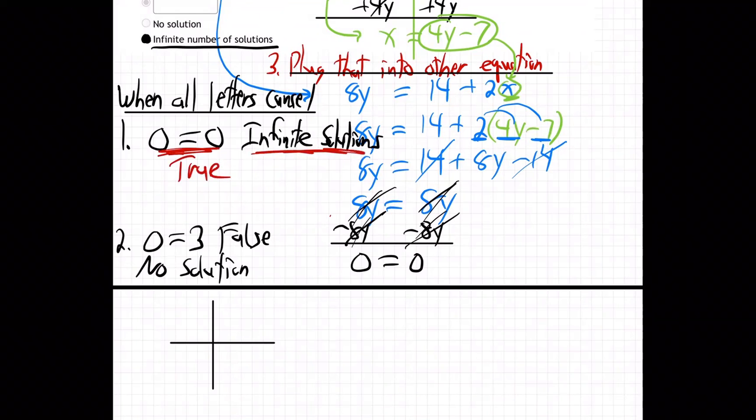But the picture I did wrongly should have been two lines right on top of each other because they intersect in an infinite number of points, right? Infinite number of intersection points. That's what that means. When you get 0 equals 0, you get the same number. They're the same line right on top of each other, infinite solutions. Whereas if you get something false, like 0 equals 3, they're not the same. They are two different lines, but they are parallel. That's why everything canceled like that. And so that's going to be the no solution case.